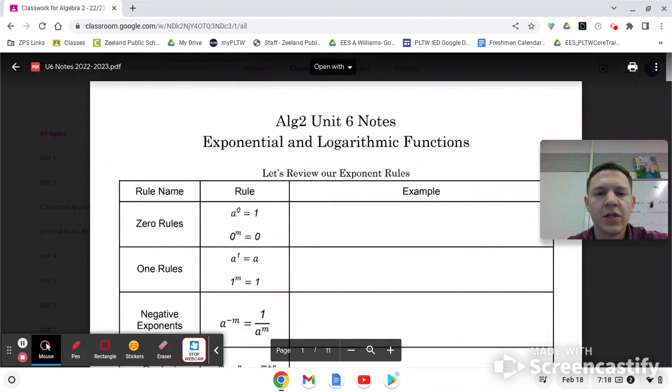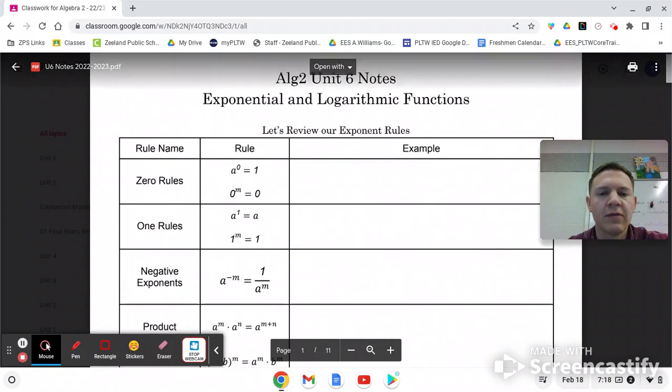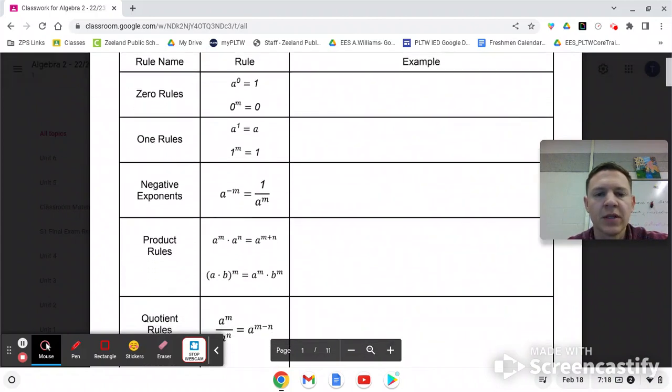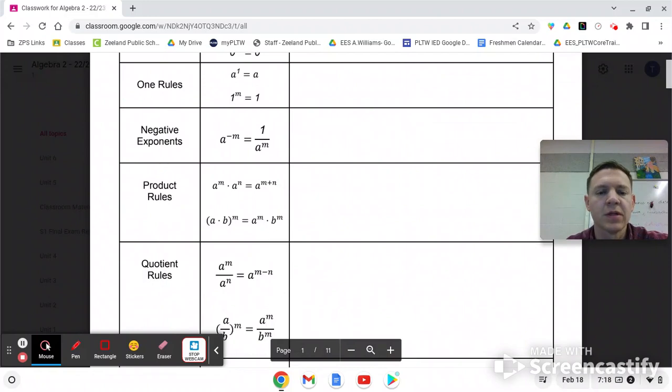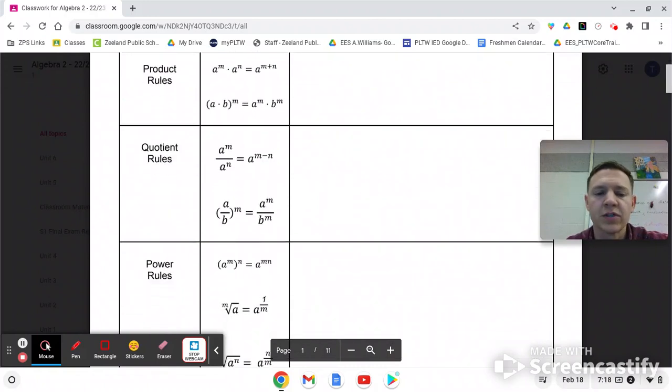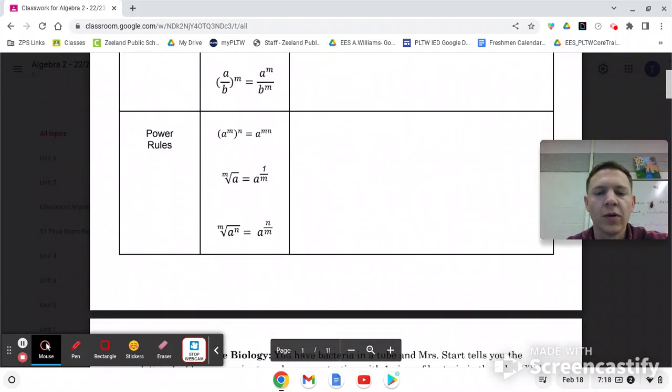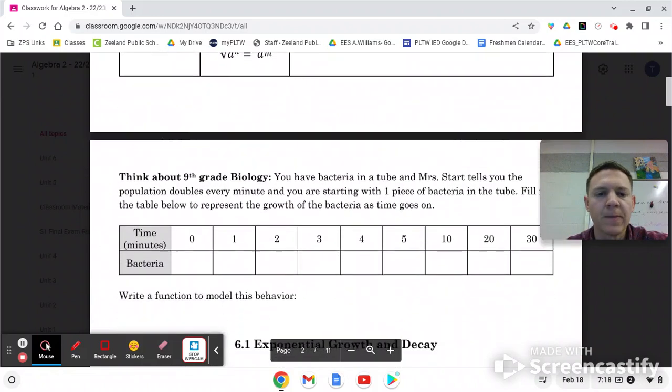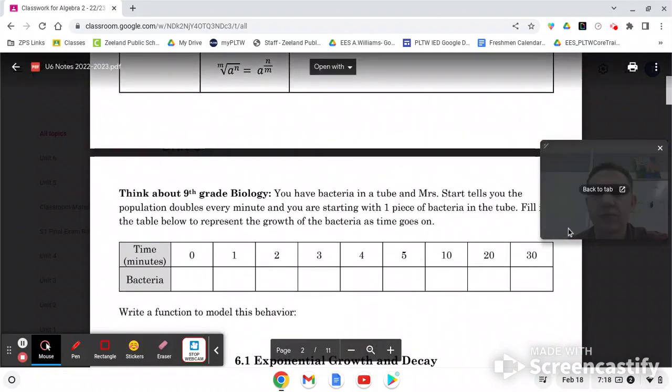On this first page, if you don't have that, that's okay. I'm going to skip that in this video just for the sake of time. It's review of exponential rules, but don't worry, we'll review those quite a bit throughout the unit. All right, first one here.